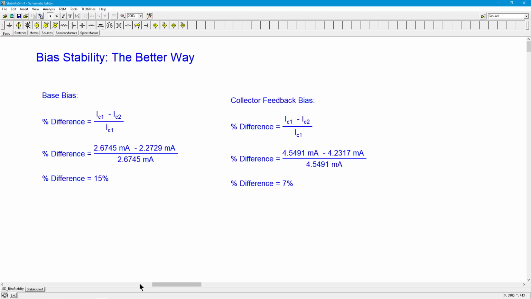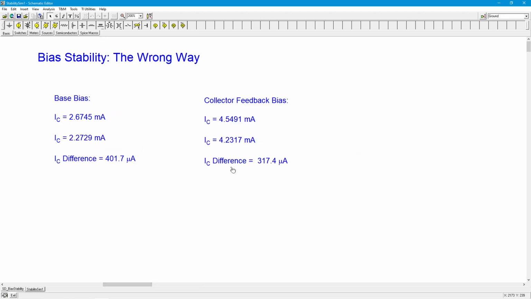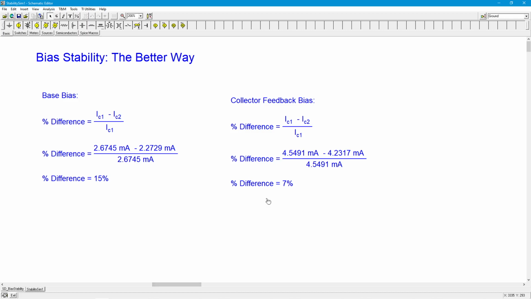So back here, collector feedback looks modestly better, a little better. But in the more fair comparison, we see that the collector feedback is more than twice as stable as the base bias. This thing has a 15% variability. This thing only has a 7% variability, simply because these currents are bigger.